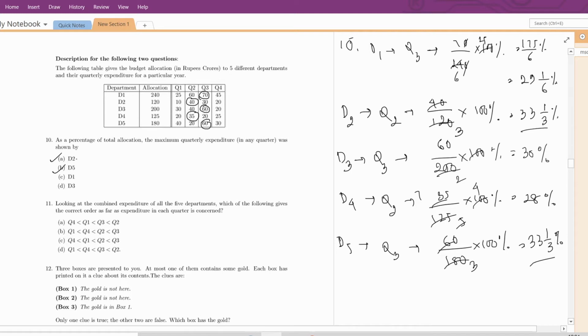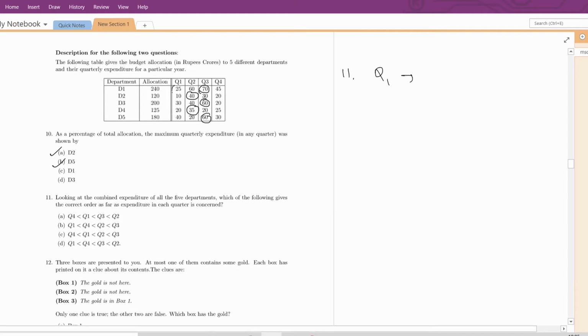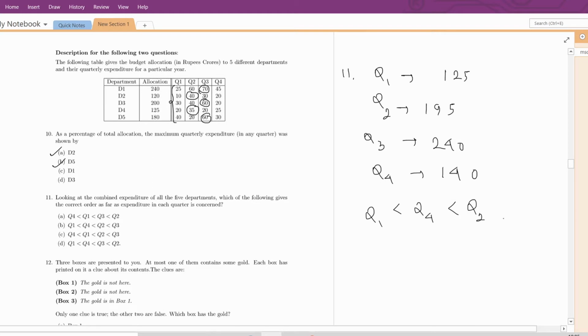Question number 11. Looking at the combined expenditure of all the 5 departments, which of the following gives the correct order as far as expenditure in each quarter is concerned? If you just make the sum of each quarter, then for quarter 1 you will get 125. For quarter 2, you will get 195. For quarter 3, you will get 240, and for quarter 4, you will get 140. So the correct order is Q1 less than Q4 less than Q2 less than Q3, which is option B.